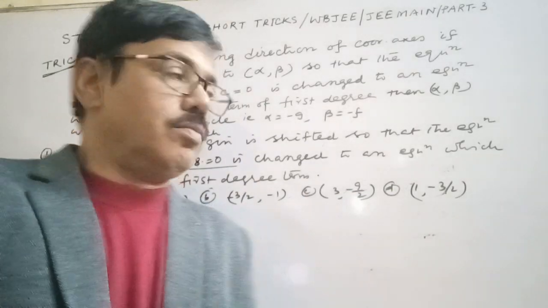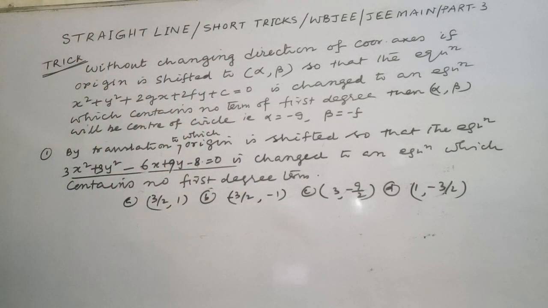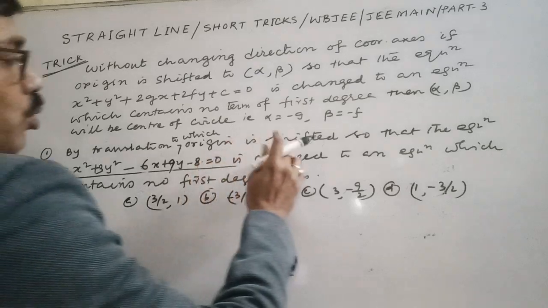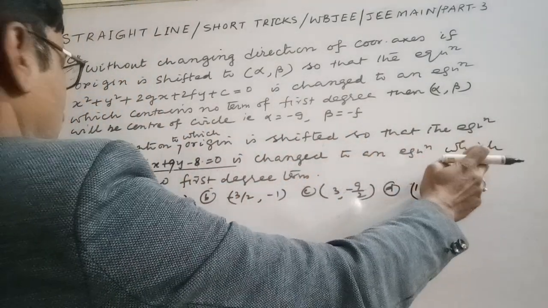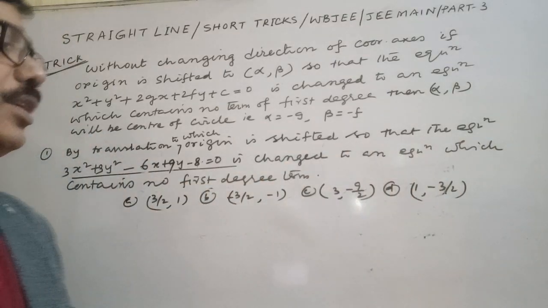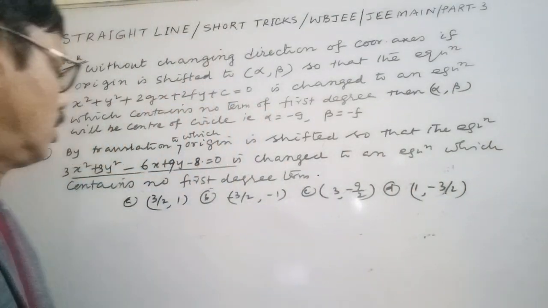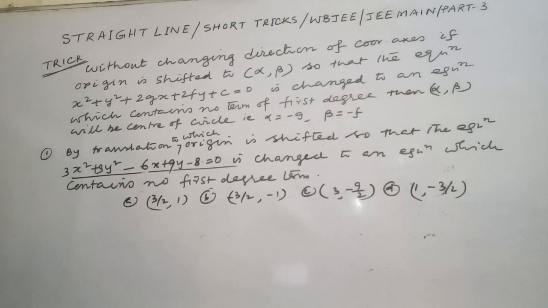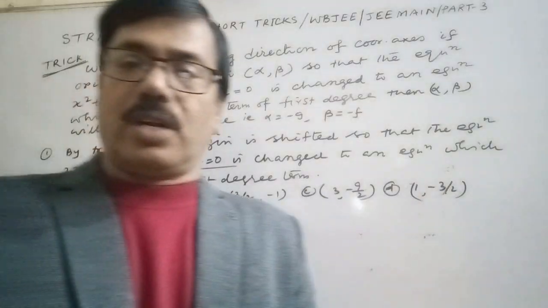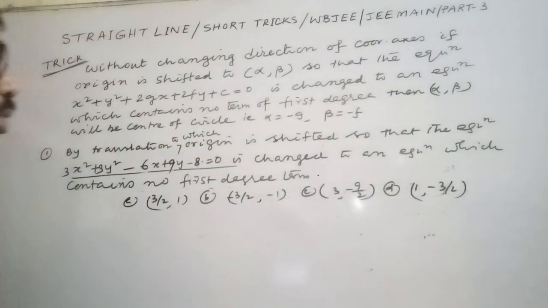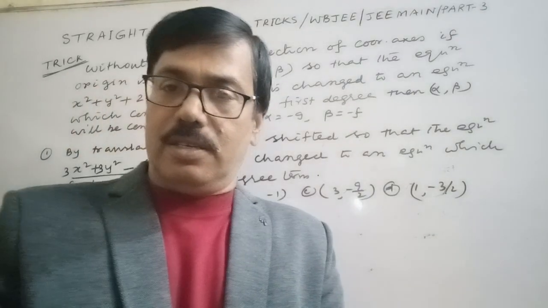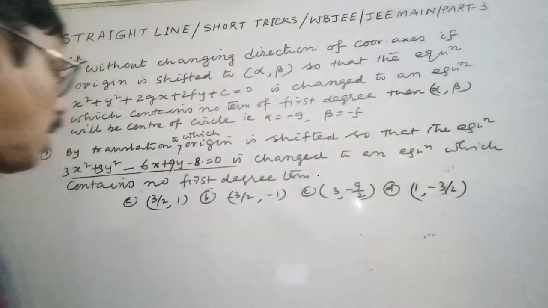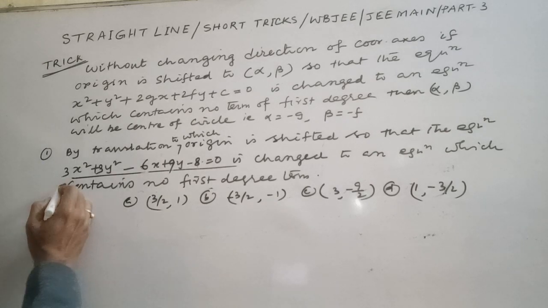Now, next problem. By translation, to which origin is shifted so that the equation is changed to an equation which contains no first degree term. So, look, this is the equation of a circle. We use the shortcut method. Therefore, what will be the answer? Answer will be the center of the circle. So, our main aim is to find the center of the circle.